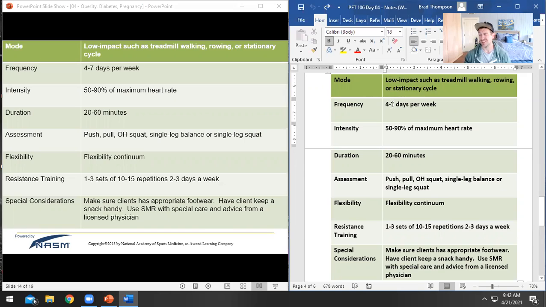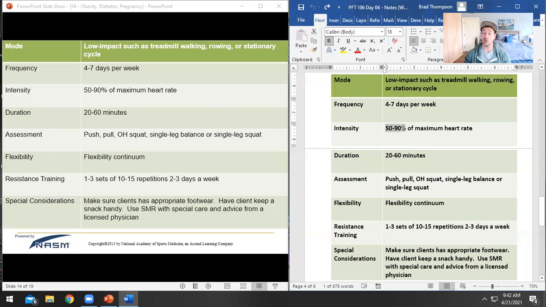Frequency, we're going to take it up just a little bit higher even than our obese clients, 4 to 7 days per week. We kind of need to regularly empty those glycogen stores so we can get that frequency a little bit higher. It does start kind of low though. Sometimes we'll see it as low as 4 days per week. If you can do more intense exercise, you can change it up a little bit.